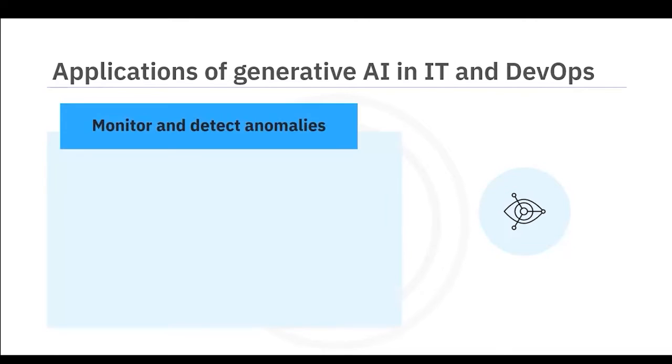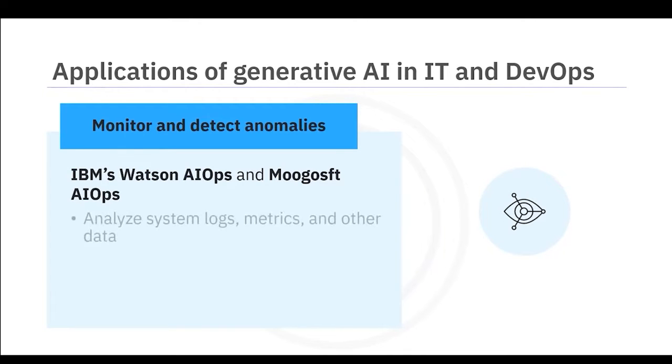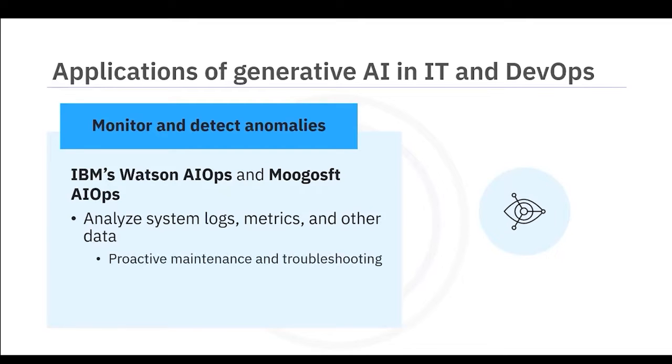To monitor and detect anomalies in code, tools such as IBM's Watson AIOps and Moogsoft AIOps analyze system logs, metrics, and other data. This helps with proactive maintenance and troubleshooting, reducing downtime and preventing critical failures.